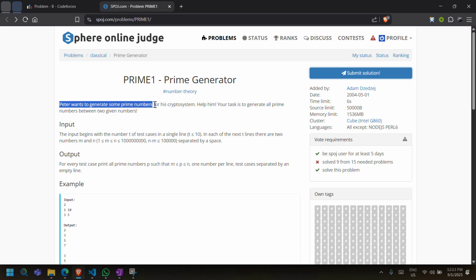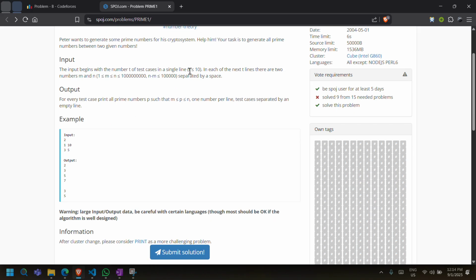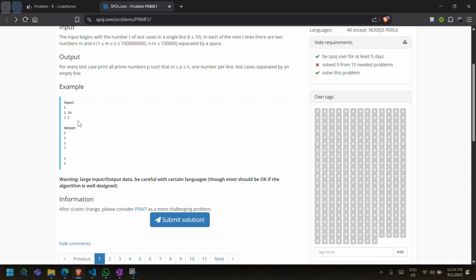Peter wants to generate some prime numbers for his crypto system. Help him. Your task is to generate all prime numbers between two given numbers. You are given test cases, and in each test case you are given two numbers m and n. The important point to note is that m and n are very large, up to 10 to the power 9, but the difference is only up to 10 to the power 5, and you have to print all the prime numbers in that range.